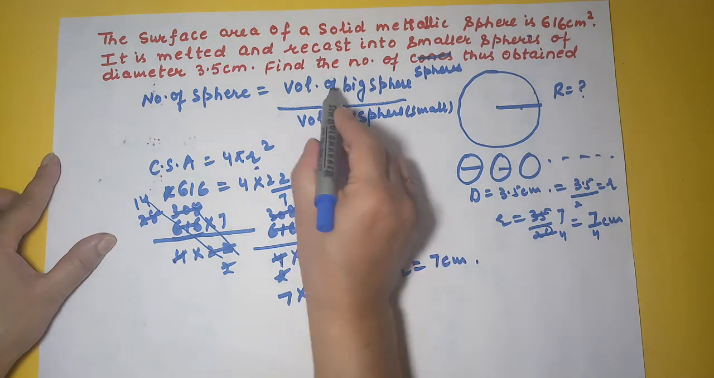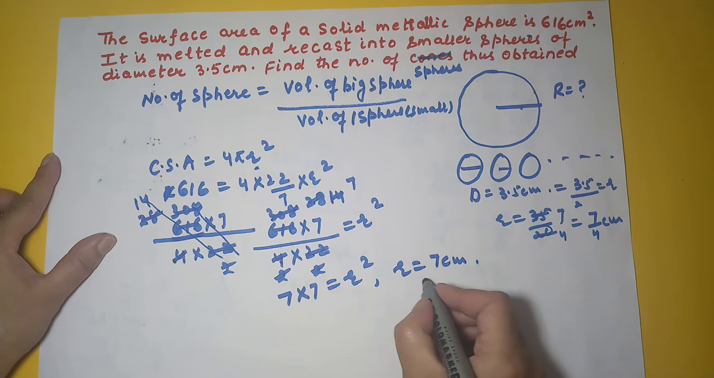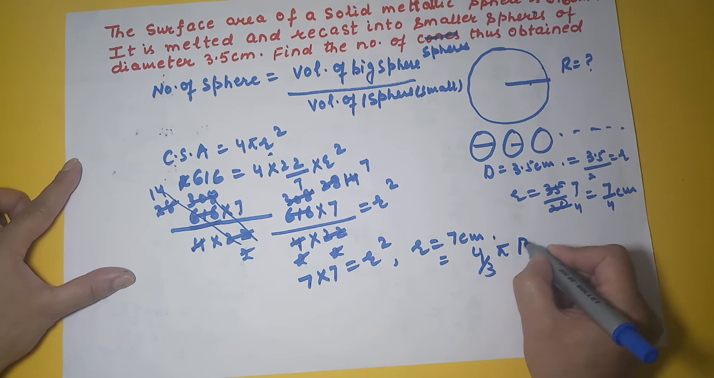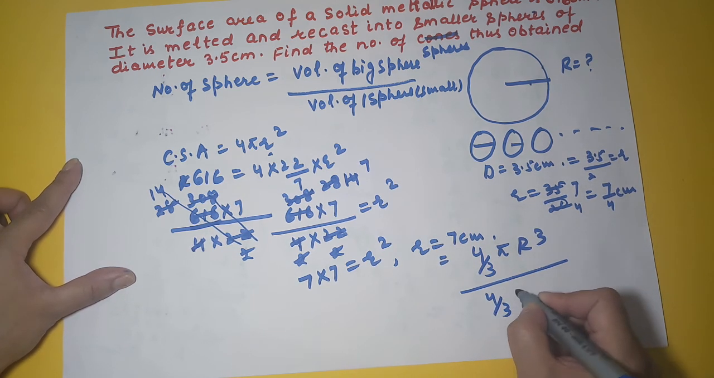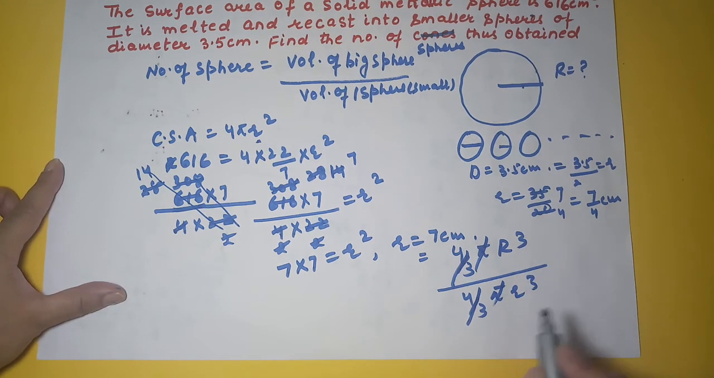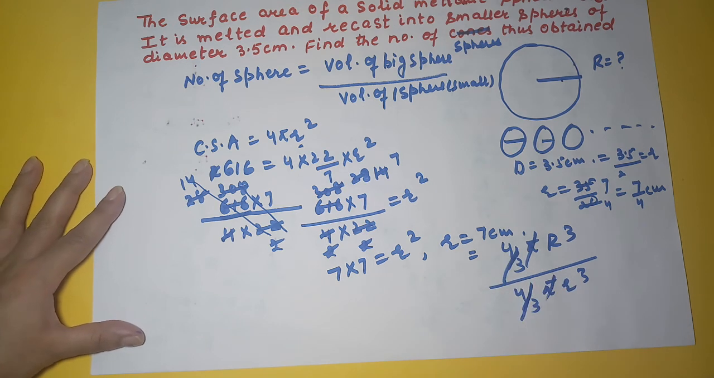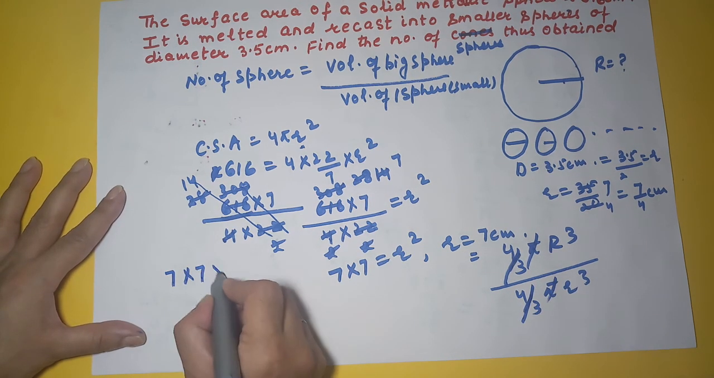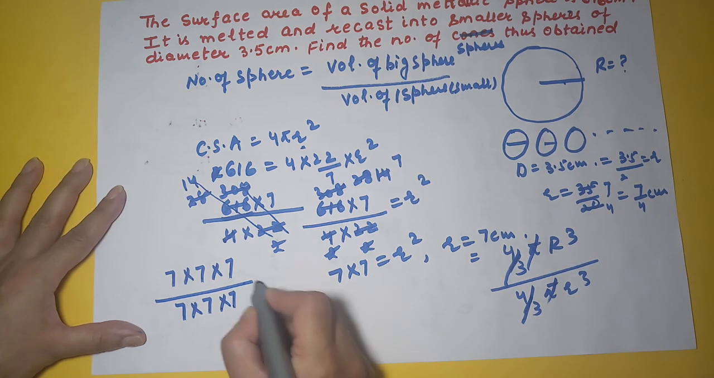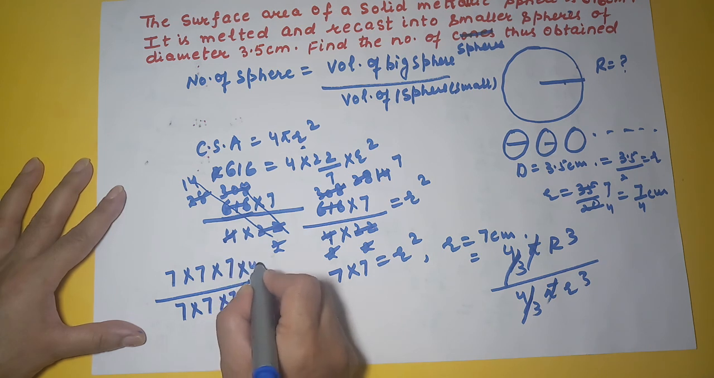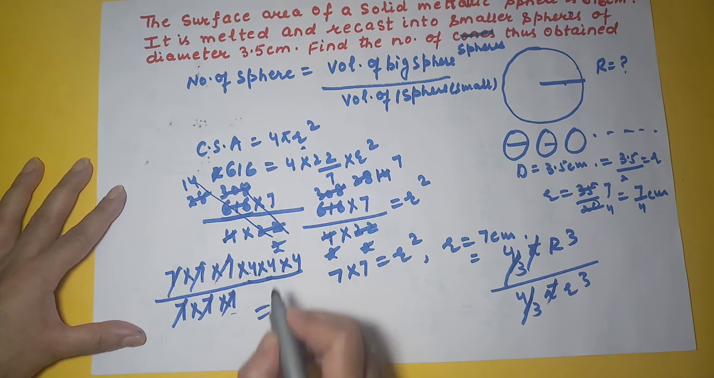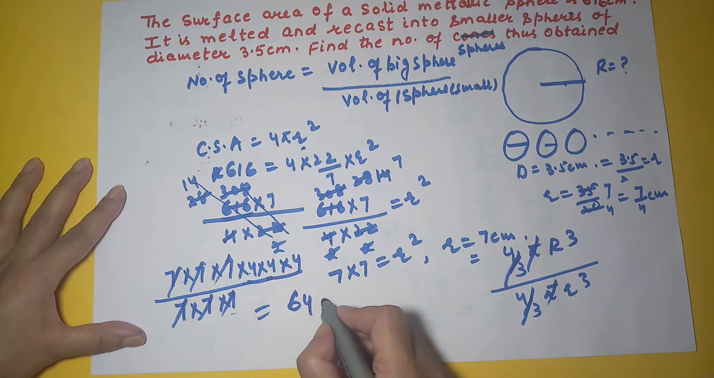I have found r. Now I can find the volume of this big sphere. So what is the volume of this big sphere now? 4 by 3 pi r cube upon 4 by 3 pi small r cube. This and this will go. I am left with only r cube upon r cube. So this is 7 into 7 into 7 divided by 7 into 7 into 7 upon 4. So those 4s will go up, these 3 7s will go. I have 4 4s are 16, 4s are 64 balls.